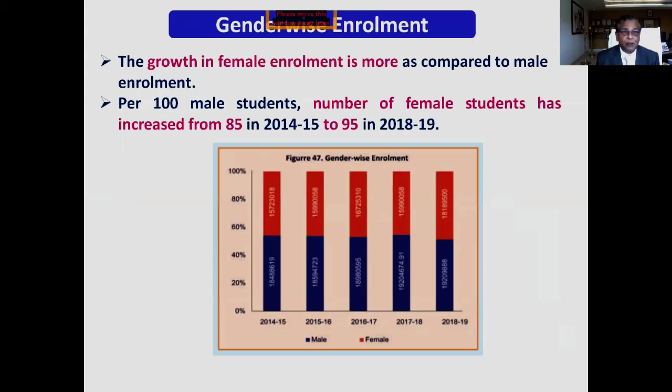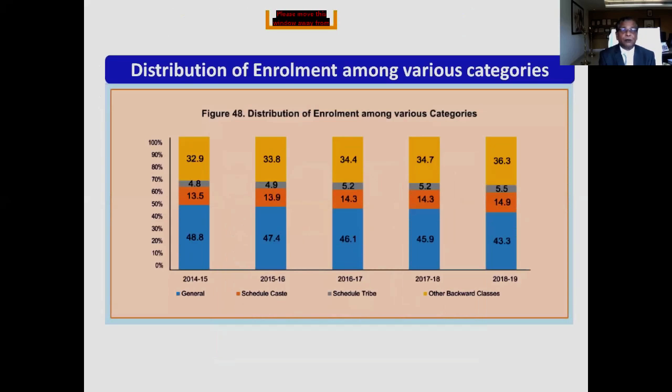Then gender-wise enrollment, if you look into that, there is a growth in female enrollment as compared to the male enrollment. Per 100 male students, the number of female students has increased from 85 in 2014 to 95 in 2018-19, which is confirming the point that I already told. Then the distribution of enrollment among the various categories, like general, scheduled castes, scheduled tribes, other backward classes. So on par with general, the reserved categories are also given the opportunity.